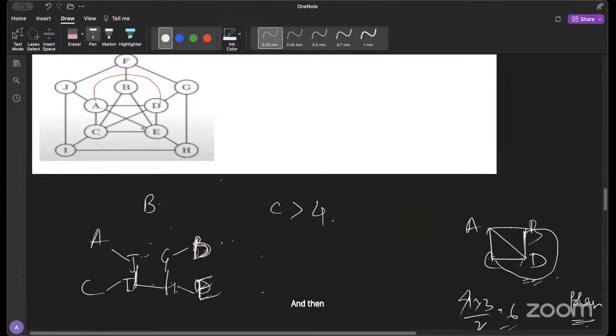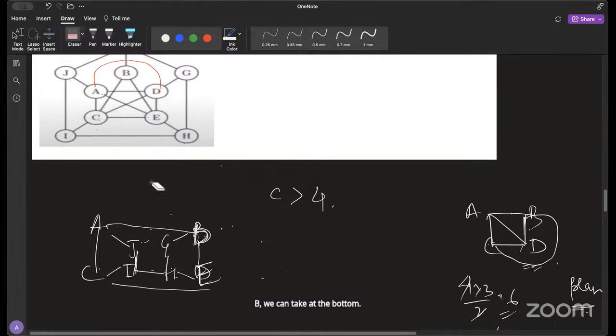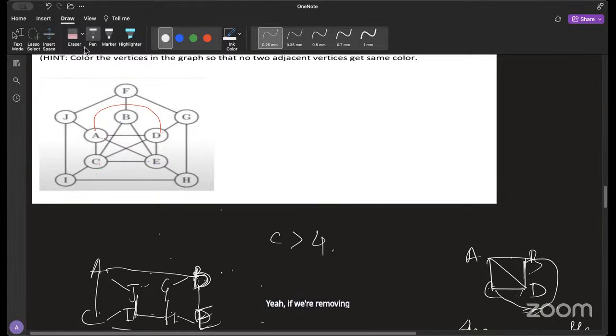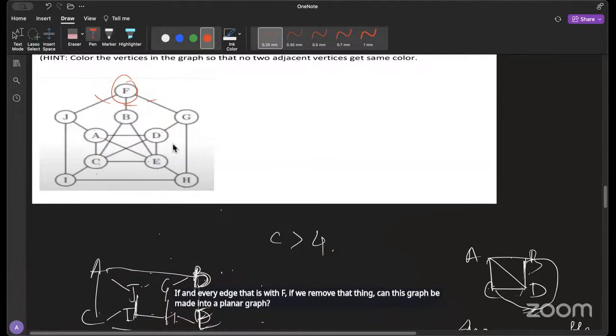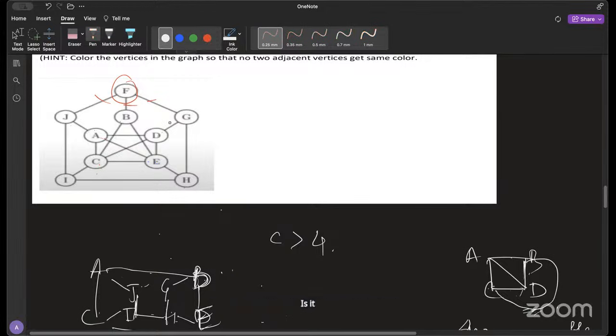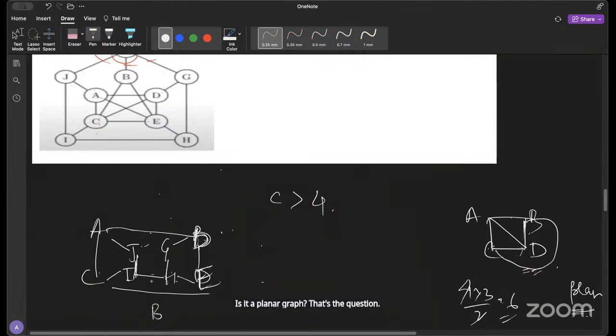And then, what edges are we left with? AD is there. These are obviously there. These ones have been taken inside. We have left F. Yeah, F, we're removing this entire thing. The question is, if we remove F and every edge that is with F, can this graph be made into a planar graph? Or is this a planar graph in simple words? What's left? Is it a planar graph? That's the question. Yeah, it should work.